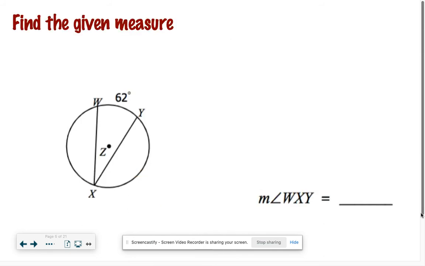Find the given measure. We are looking for the measure of angle WXY, this angle right here. What's our process, folks? Come on, tell me. Well, we know it's half the measure of our intercepted arc, so 62 divided by 2 is 31. So 31 degrees.